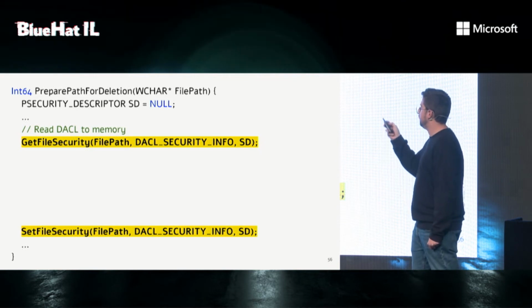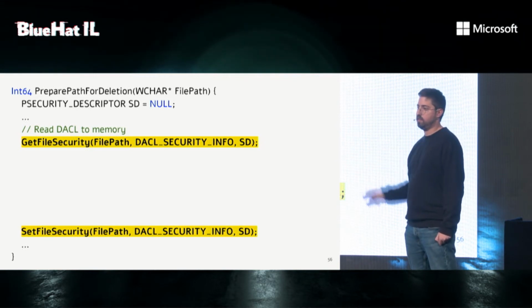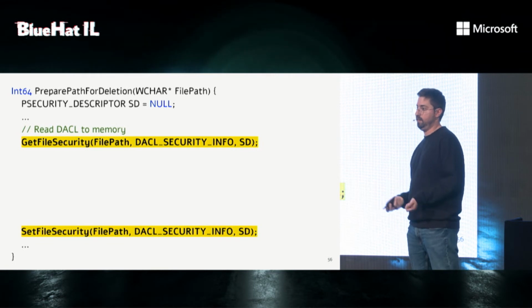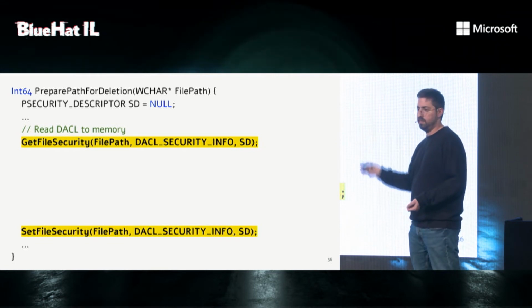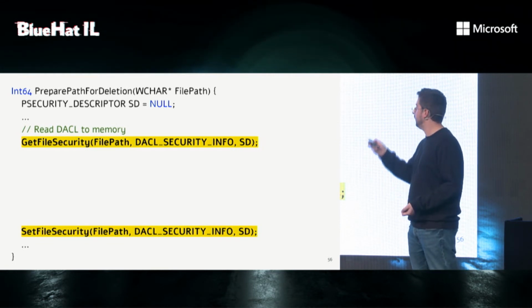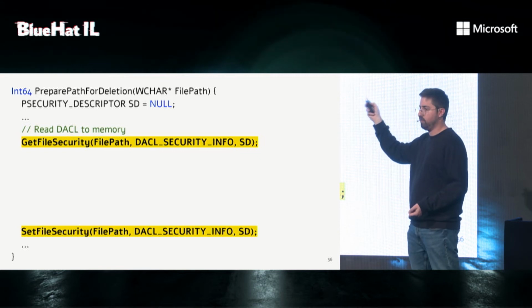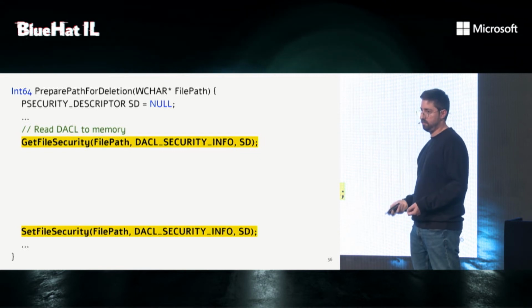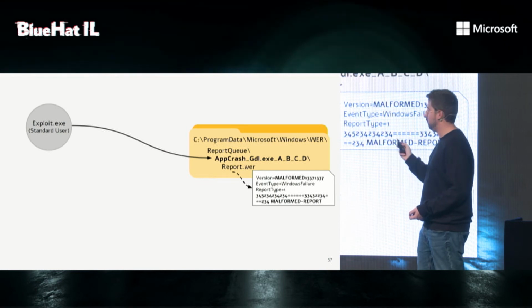The second thing is that we fully control the original security descriptor of the file because we create it. So you don't really care about the middle part. Just think about it as we could read the security descriptor of one file, copy it, and apply it to another. And I'll show this in more detail.